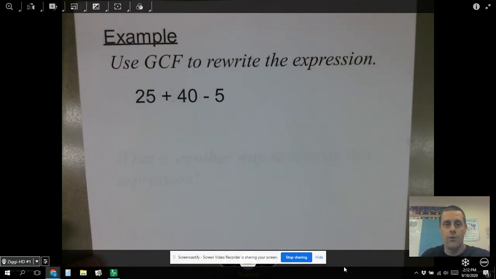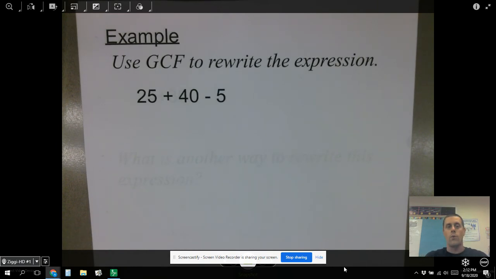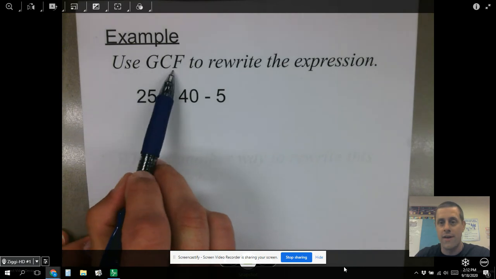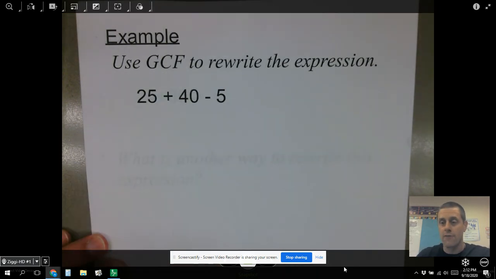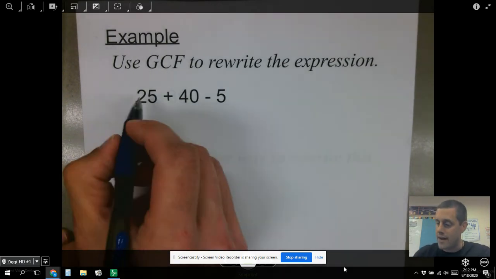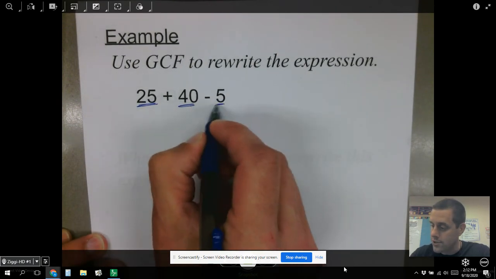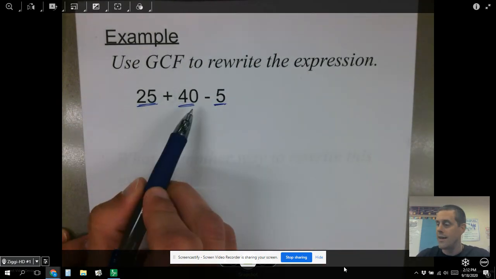All right, on to our next example. 3 terms here, 25 plus 40 minus 5. We are using greatest common factor to rewrite this expression. So our first step, find the greatest common factor of all the terms. In this case, 25, 40, and 5.